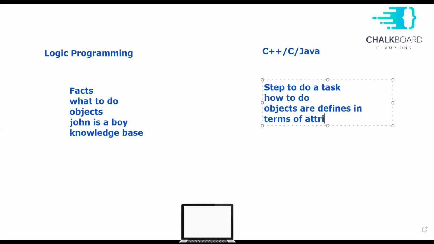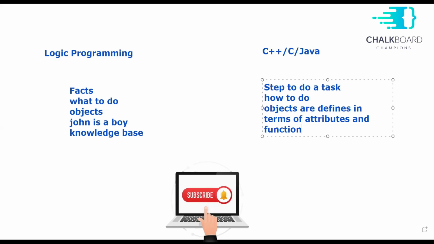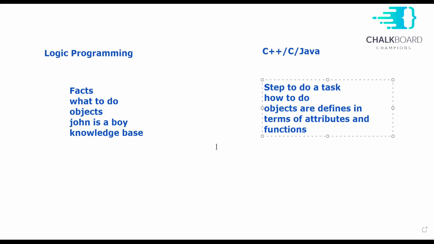In C++, C or Java, we need to write all the steps to solve any particular problem. We define all the steps of how you are going to solve this problem. Each and every step is mentioned. It is not knowledge based, but you have provided all the steps to solve a certain problem. C, C++ or Java use the steps, the instructions, to solve any particular problem.